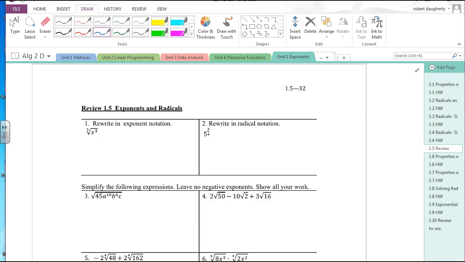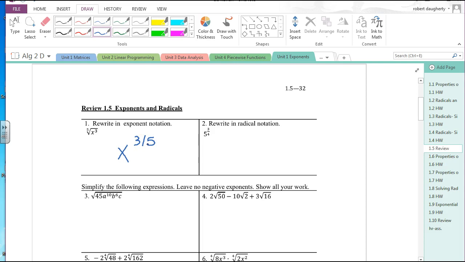Okay guys, let's work on our first review coming up for our quiz on exponents and radicals. Quite a few things here. Let's just take a look and see where we are. First one is to rewrite in exponential notation. So if I've got the fifth root of x cubed, that is the same as x to the 3/5 power. That's what the fifth root of x cubed means.